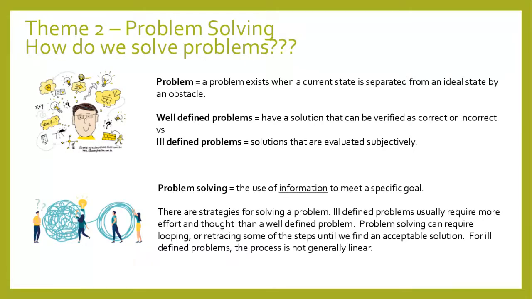So we all know what a problem is, and I think we have all got problems at the moment. It's where our current state is separated from an ideal state by an obstacle, the problem. So we get problems that are well-defined, and we get problems that are ill-defined. A well-defined problem is quite straightforward. It means it's a solution that can be verified as correct or incorrect. Okay. Has the sun risen today? Basically, it's easy. You go outside. Yes, it's risen. No, it hasn't risen. It's very straightforward. It's a well-defined problem. A solution can be correct or incorrect.